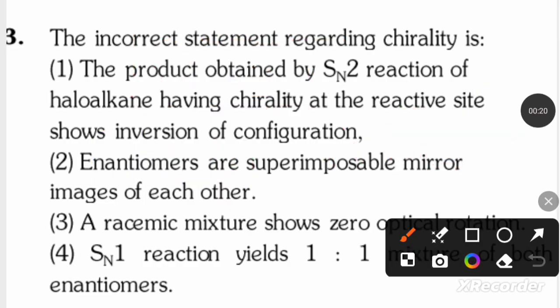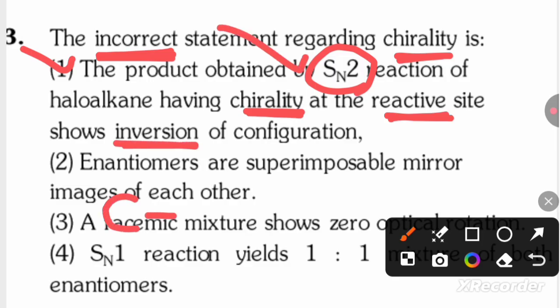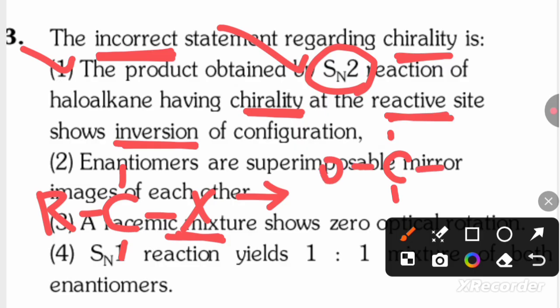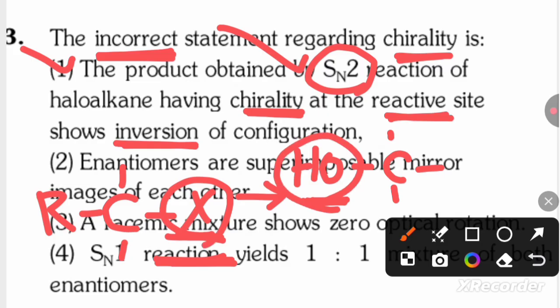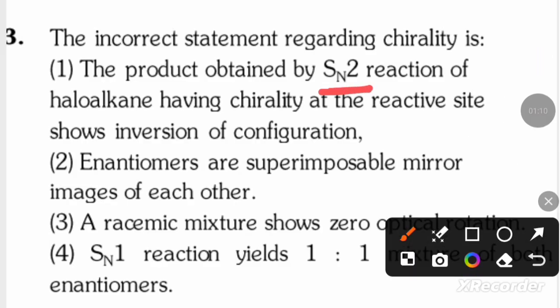The first question belongs to haloalkanes and haloarenes. We need to find out the incorrect statement regarding chirality. The first statement: the product obtained by SN2 reaction having chirality at the reactive site shows inversion in the configuration. In SN2 reaction, primary alkyl halides undergo nucleophilic substitution reaction. So this is the reactive site. After nucleophilic substitution, we will get the nucleophile opposite in configuration compared to the haloalkane. As you can see, the halogen is on the right side, and in the product, the nucleophile is on the left side. So this first statement is correct, where in SN2 reaction we find inversion in the configuration.